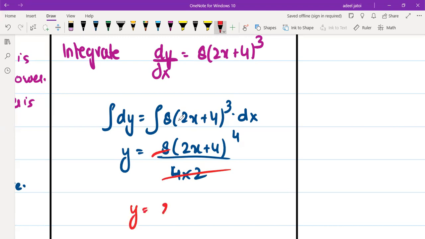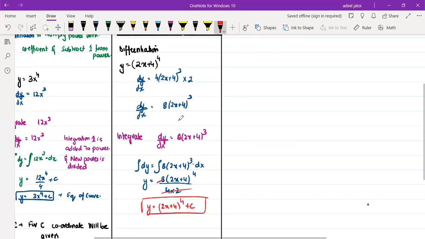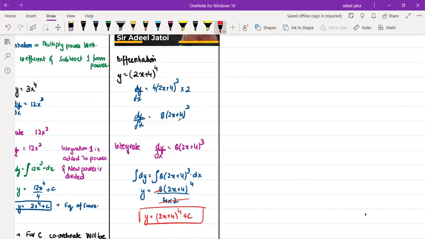What are you left with? (2x + 4) to the power 4 upon 4, but don't forget C. So this will be your integrated value which we started off with. We started off with (2x + 4) to the power 4. We wrote down C because we might end up getting a constant. Since it's the same question, the constant is 0.